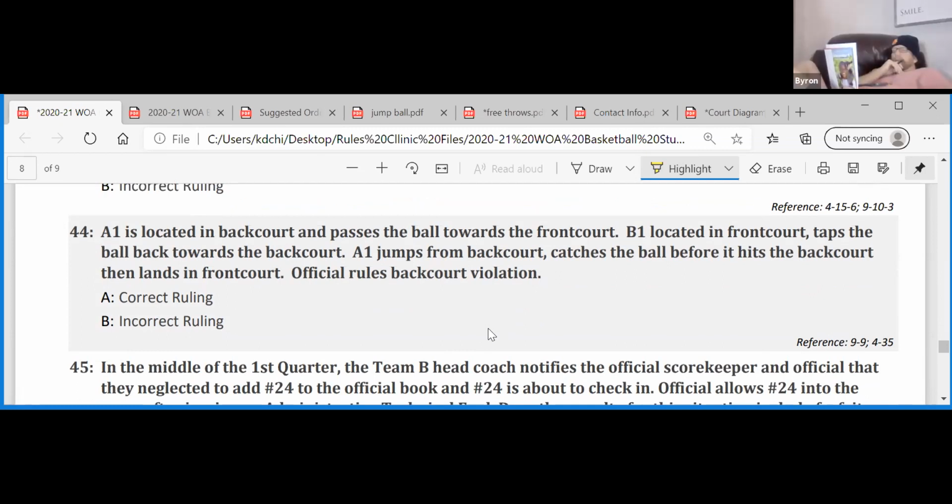A1 is located in back court and passes the ball towards the front court. B1, located in front court, taps the ball back towards the back court. A1 jumps from back court, catches the ball before it hits the back court, then lands in front court. Officials rule back court violation.